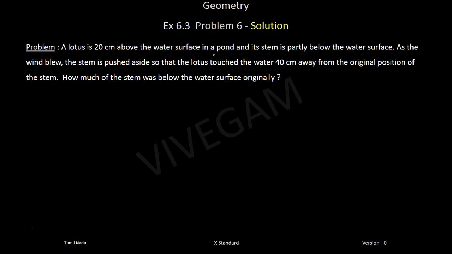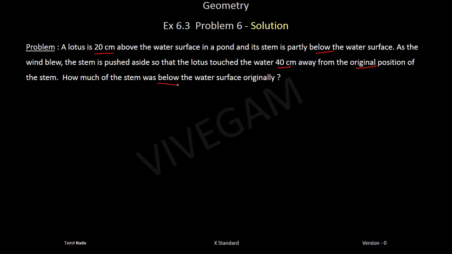It's pretty confusing, isn't it? Anyway, let's just quickly mark what is given. Lotus is 20 centimeters above water. So part of the lotus stem is below the water surface. And when the wind blew, the stem pushed aside so that the lotus touched the water 40 centimeters away from the original position. And what are we asked? We are asked to find how much of the stem was below the water.